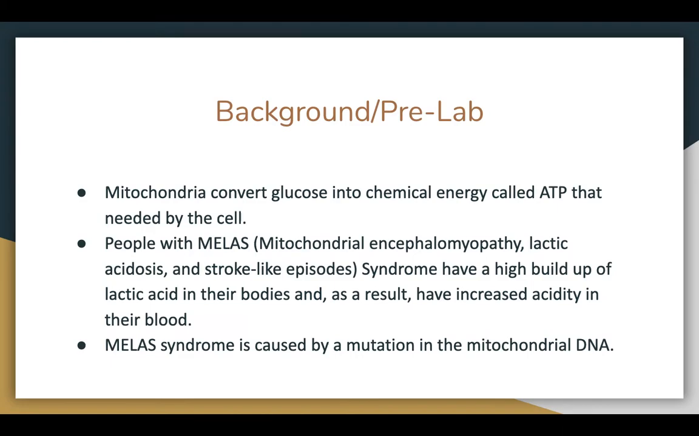So some background, the mitochondria converts glucose into chemical energy called ATP that is needed by the cell. People with MELAS syndrome, which is also known as mitochondrial encephalomyopathy, lactic acidosis, and stroke-like episodes syndrome, have a high buildup of lactic acid in their bodies and, as a result, have increased acidity in their blood. And MELAS syndrome is caused by a mutation in the mitochondrial DNA, which is also known as mtDNA.